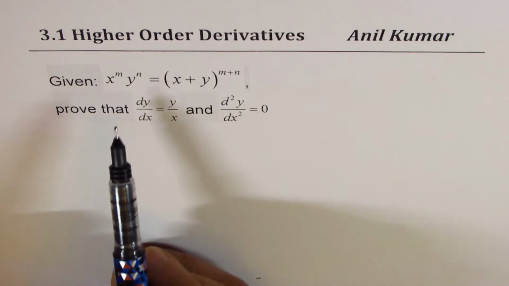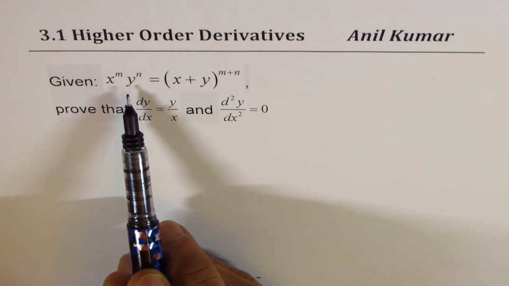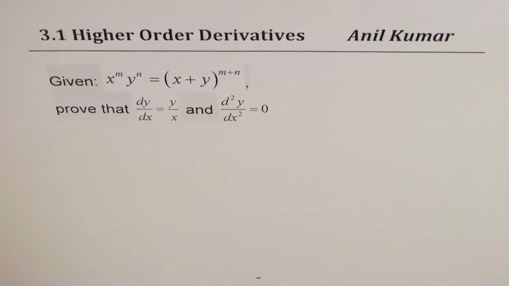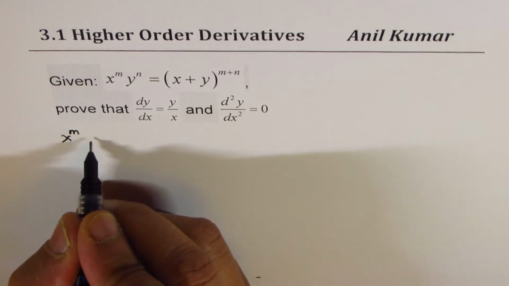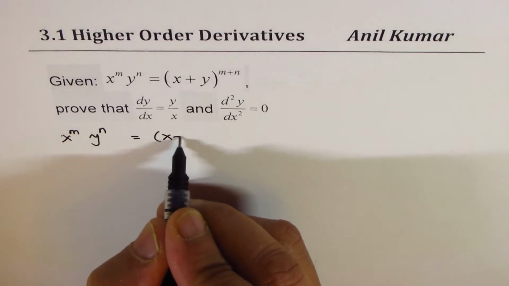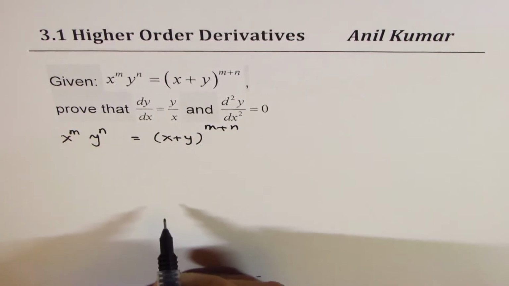Whenever we are given exponential functions like this, we prefer to take logarithms on both sides and then find the derivatives. You can actually pause the video now, solve the question, and then look into my solutions. So what we are given here is x to the power of m times y to the power of n equals (x plus y) to the power of m plus n.